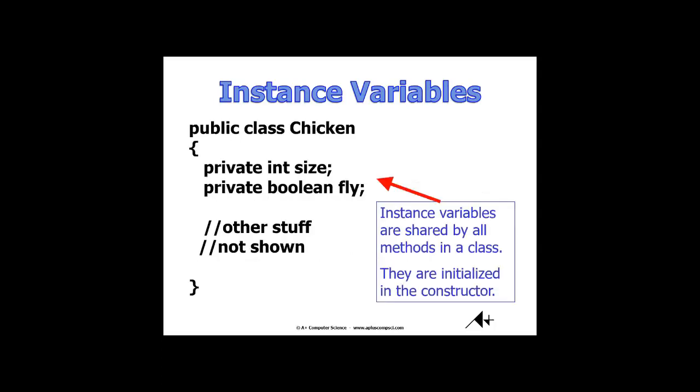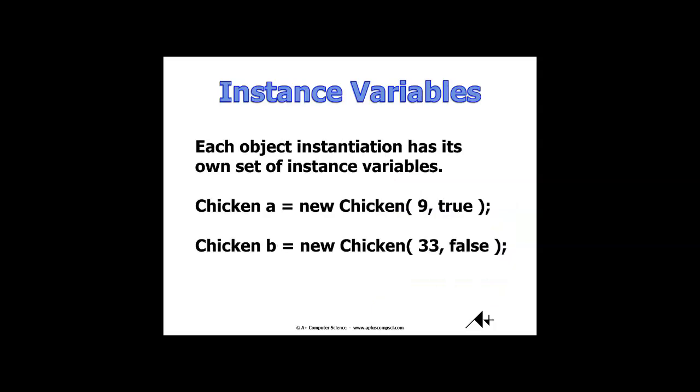Here we have class chicken. Inside class chicken, we have 2 instance variables. We have size, which is an integer, and we have fly, which is a Boolean. So size can be any kind of whole number. It's got a range that we talked about before, but that's not really important at this point. And then Boolean can be true or false. Obviously, the Boolean fly instance variable is going to keep track of something about flying, whether it's flying, whether it's not flying, whether it can fly. We're not really worried about that. Just know that it's true or false, and it's got something to do with flying.